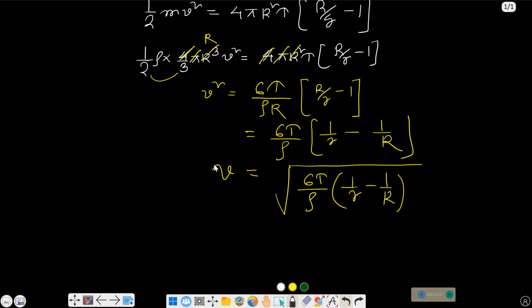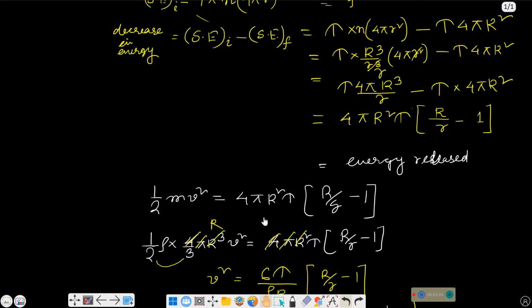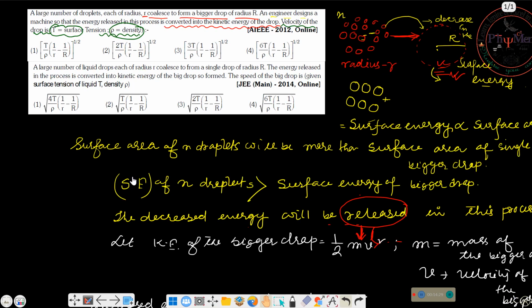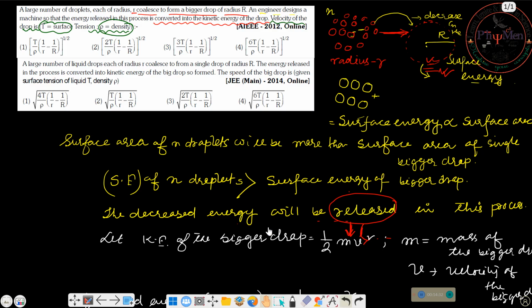So this is the velocity of the bigger drop if the energy released is used as the kinetic energy of the bigger drop. Okay, so what will be our answer? The answer is this one, root over 6T by rho into 1 by r minus 1 by capital R. So this is your correct answer.